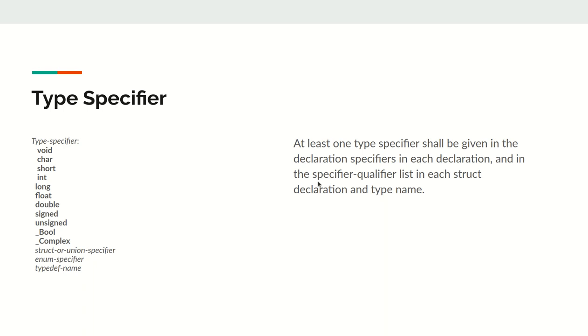That's why at least one type specifier shall be given in the declaration specifiers in each declaration, and in each specifier qualifier list, in each struct declaration and type name. Even in that specifier qualifier list, if we are defining new things while declaring any identifier, this type is required. That's why C is statically typed. So it's mandatory to declare any identifier with one of these type specifiers.